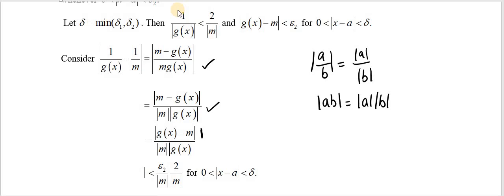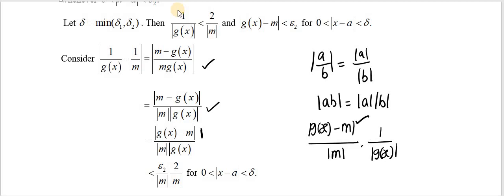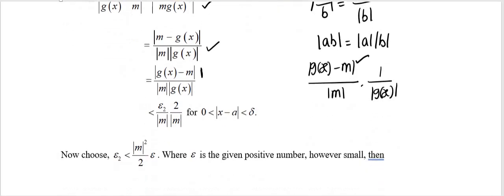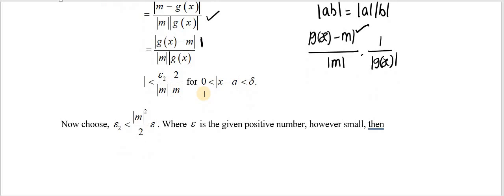Otherwise you can write this as modulus of g of x minus m divided by mod m into 1 by mod g of x. So 1 into anything is this one only. This one is less than epsilon 2. Mod m as it is, 1 by mod g of x is less than 2 by mod m. So we are going to get a clear idea. So here, epsilon 2, now I am going to choose epsilon 2 less than mod m square by 2 into epsilon. Why I am choosing like this means at the end I want to get epsilon only.